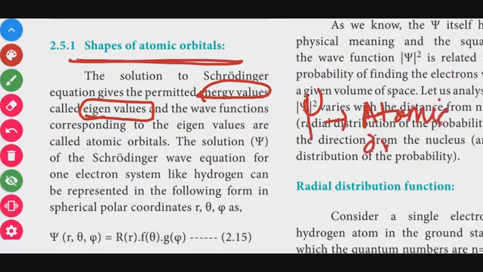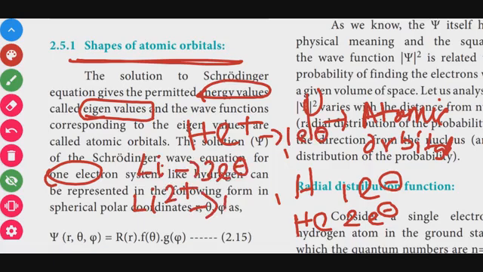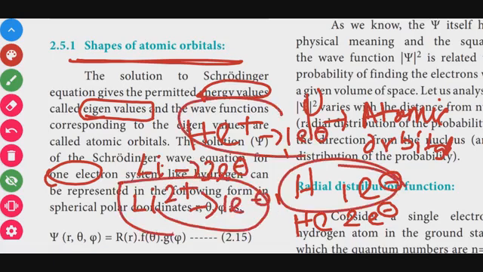The solution to the Schrodinger wave equation for one electron system like hydrogen can be represented in the following form. One electron system, for example hydrogen, 1H1, has only one electron, atomic number 1. Helium has 2 electrons, but He+ will lose one electron, so it is a one electron system. Lithium has 3 electrons, and Li2+ will lose two electrons and have one electron. So these are the one electron systems: hydrogen, He+, Li2+.